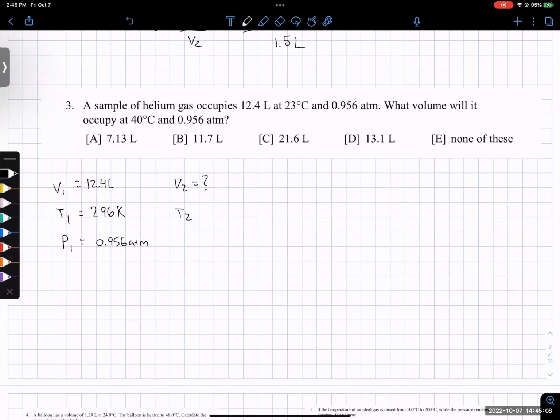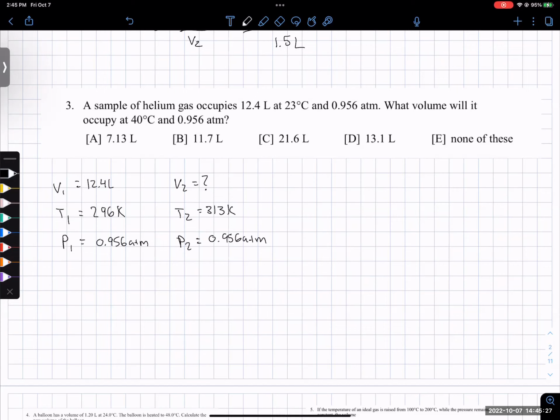T2 would be 40 plus 273, that's 313. Is that right, Rich? And then P2 equals 0.956 atmospheres. So clearly we have three variables.